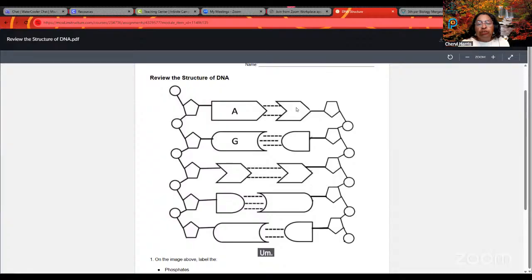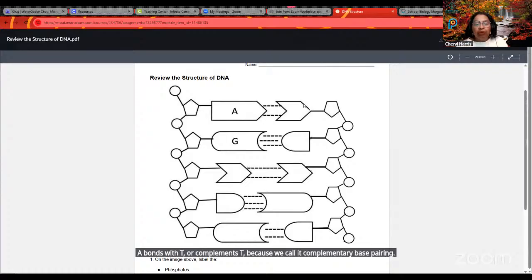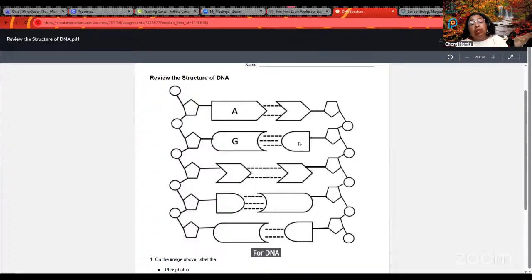A, and you should have a T on the other side that bonds with A. A bonds with T, or complements T, because we call it complementary base pairing. You always have an A with a T for DNA. You always have a G with a C for DNA. And then this again should have been a T and it should have been an A.